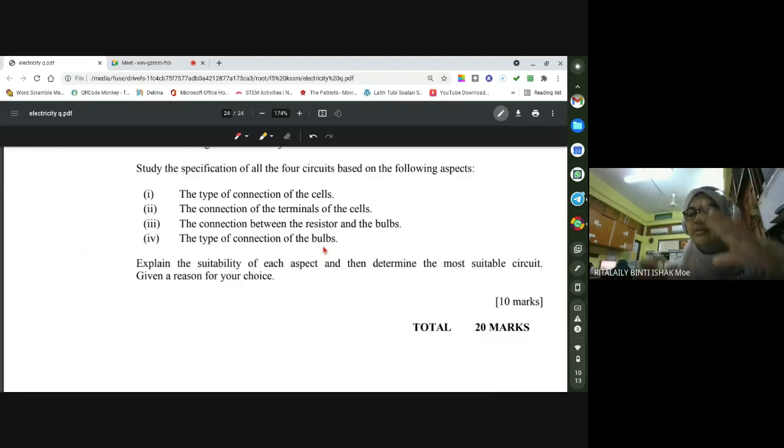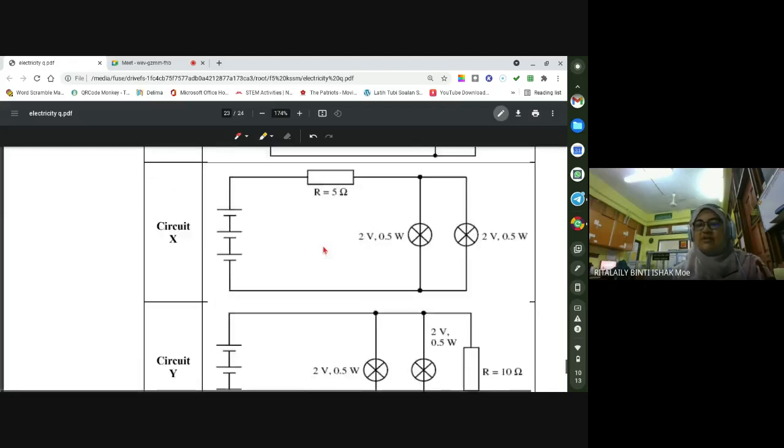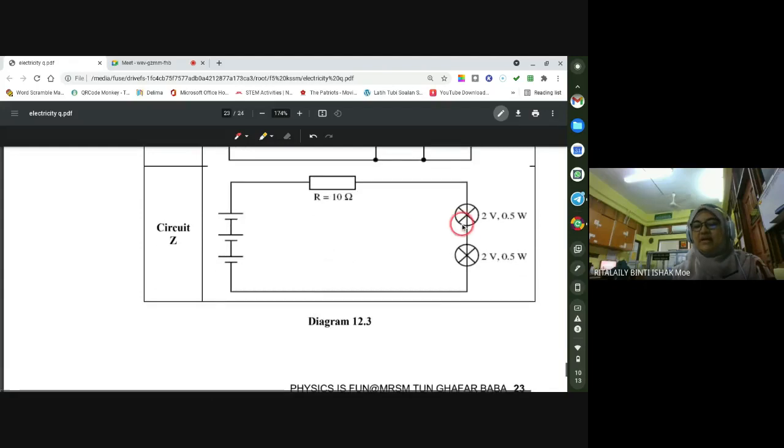Why? Because the cell that we use is 4.5 volt, whereas our bulb is 2 volt each. Even if we arrange it in parallel, the voltage is higher. So if the voltage is too large compared to the voltage of the bulb, it will cause the bulb to blow up. Okay, so we need to place the resistor in series with the bulb. The reason is to increase resistance. Okay, lastly, should we arrange the bulb in series or in parallel?